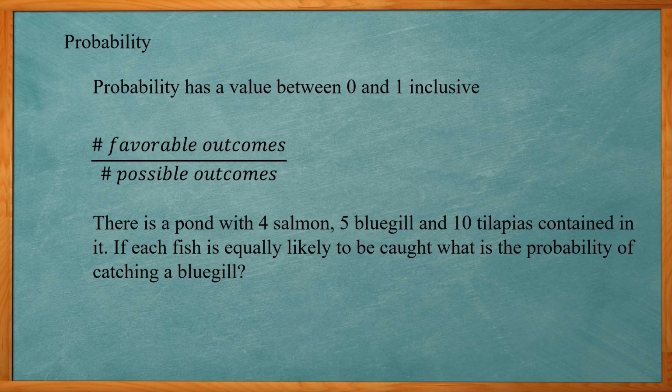So for example, if there's a pond with 4 salmon, 5 bluegill, and 10 tilapias contained in it, if each fish is equally likely to be caught, what is the probability of catching a bluegill? So first we find the number of favorable outcomes. So the favorable outcome is catching a bluegill. So that has a value of 5. Now the total possible outcomes is the total number of fish. So we have 4, 5, and 10 for a total of 19. So your probability of catching a bluegill is 5 out of 19.